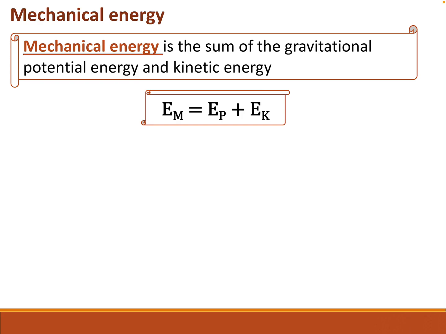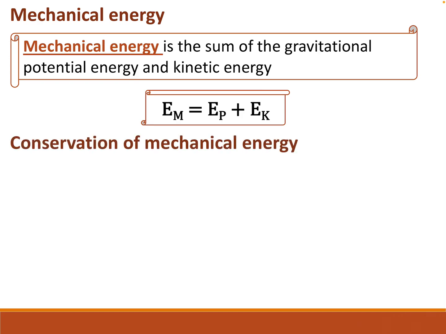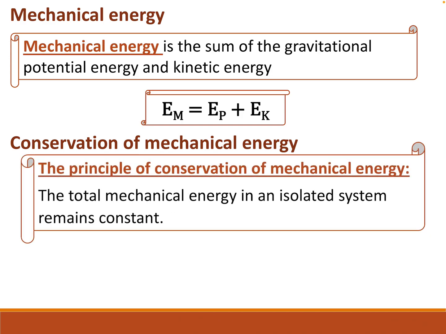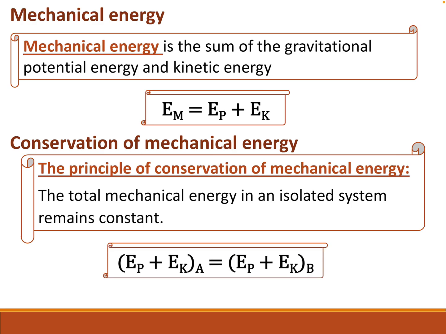For our purposes, we work with isolated systems. An isolated system simply means that we don't have any external forces, no friction, no air resistance, etc. Which then means mechanical energy can be conserved. So the principle of the conservation of mechanical energy says that the total mechanical energy in an isolated system remains constant. No matter how an object moves within this isolated system, the mechanical energy will stay the same. Which means total mechanical energy at a point A in an object's motion is equal to the mechanical energy at point B.